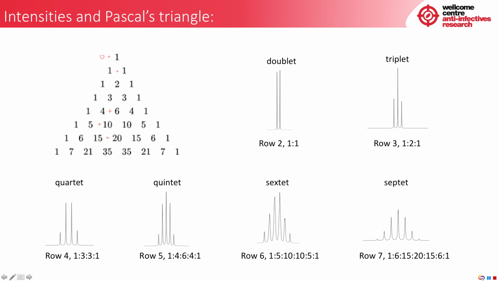As it happens, we can take each number and we can consult the triangle, consult the row equal to 1 more than the number of protons we have splitting. So n plus 1. In the doublet, you have 1 proton splitting.